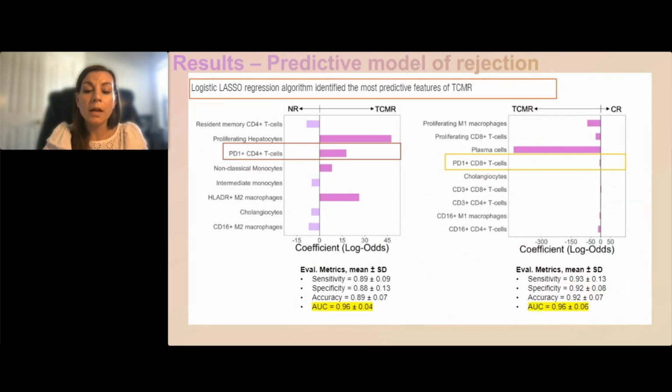We used the subpopulation information to build a predictive model of rejection by using a lasso regression algorithm, which identified the most predictive features of acute rejection. And I want to point out here that in both cases, we can see the presence of PD-1 T-cell population as predictive of TCMR. And both models had a pretty high accuracy in predicting acute rejection.